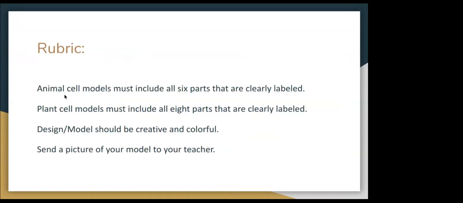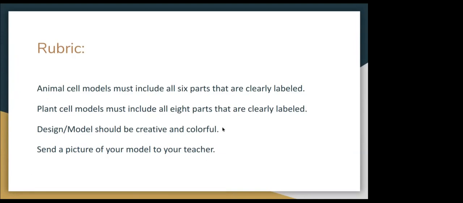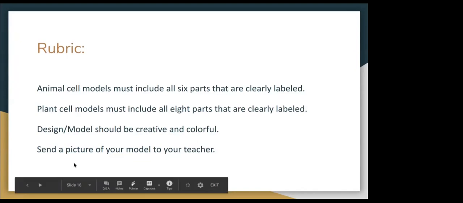Here's the rubric. You can make either an animal or a plant cell. You do not need to make both. Pick one. For the animal cell, please include all 6 parts and make sure they are all clearly labeled. The plant cell includes all 8 parts, so you have 2 extra parts, and they all need to be clearly labeled. Make sure that your design is creative and colorful. I especially want to make sure you use different colors for different parts, so it's easier to differentiate the different parts of the cell. Then send a picture of it to your teacher.